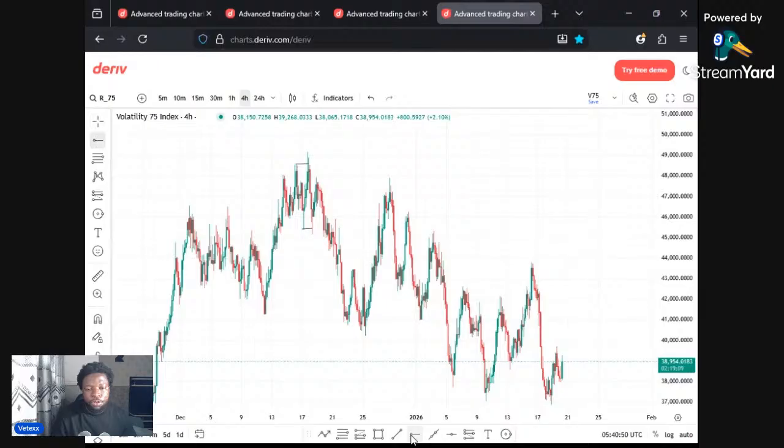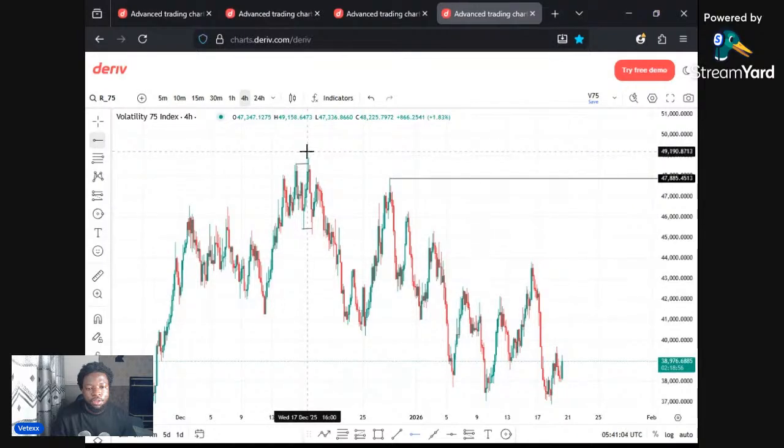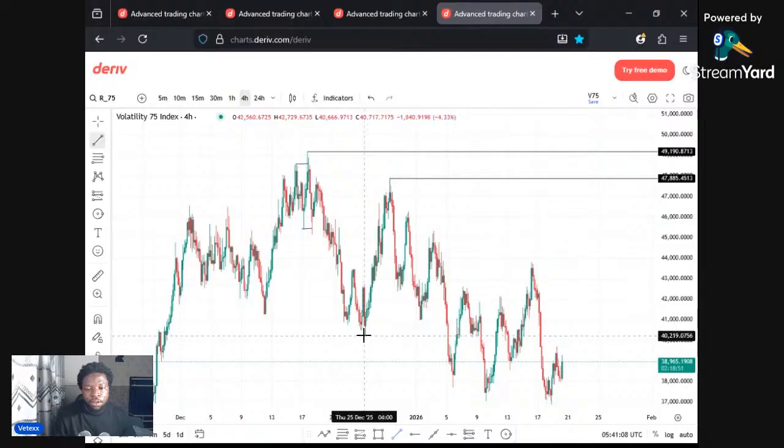About first break of structure, which is this. Now price retrace 50%. It has given us this structural liquidity, which is this. Okay, and then this becomes our protected high, which is this. Remember, this is the 4-hour time frame, and then this is our second break of structure, which is this. This point becomes our POI.